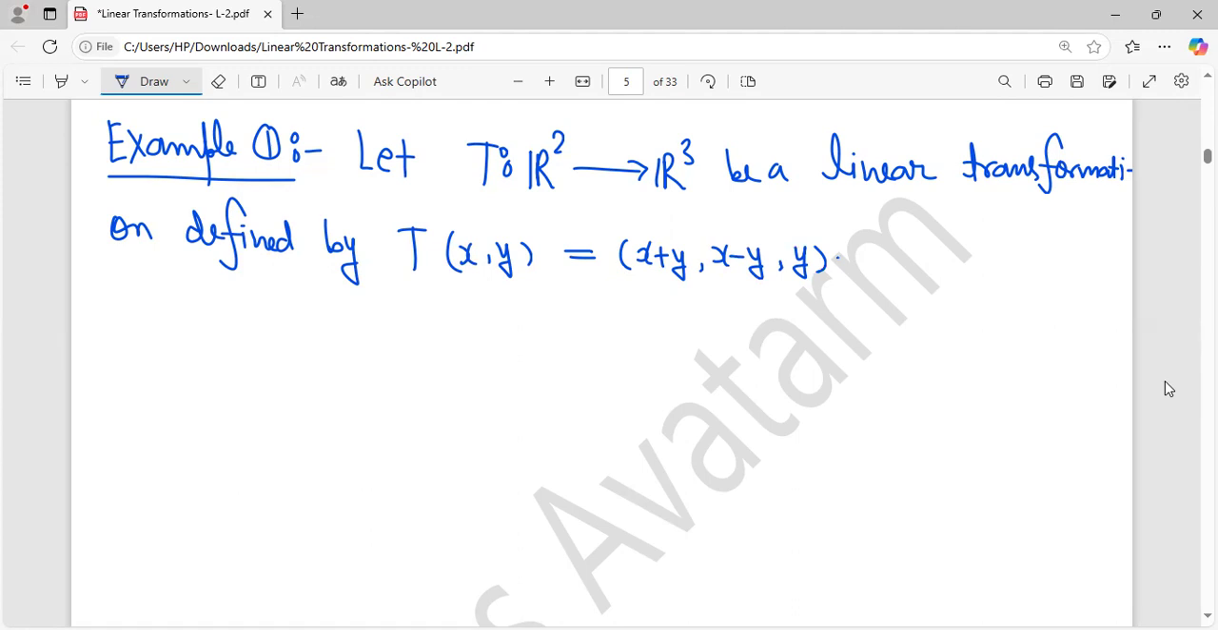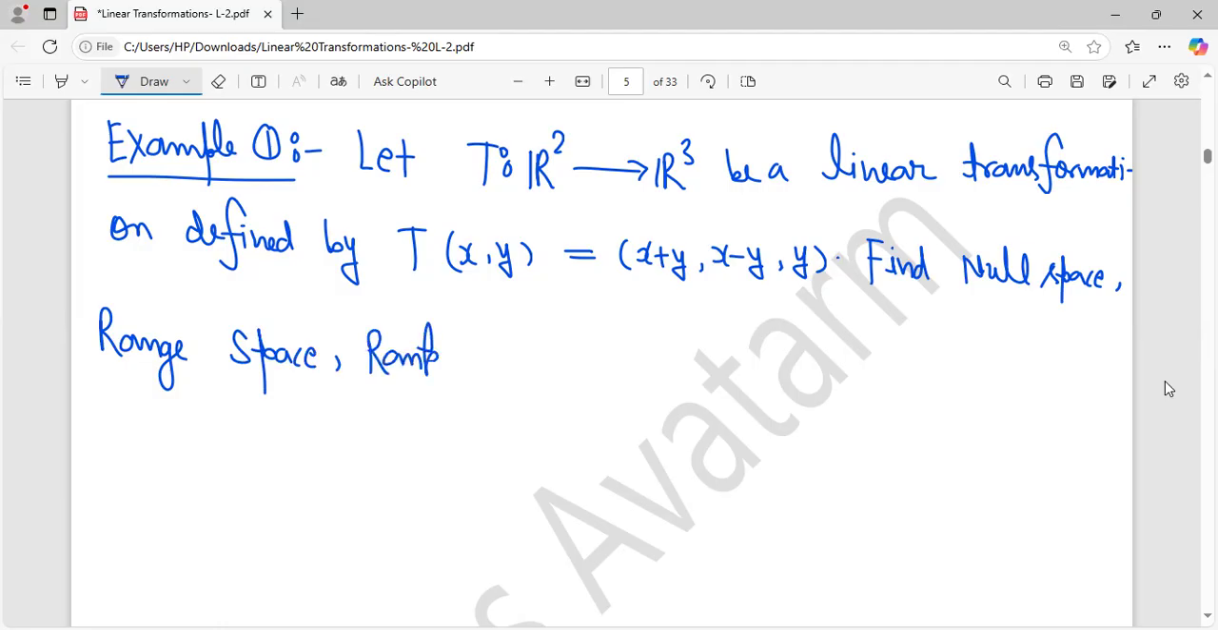Find the null space, range space, rank, and nullity of T.